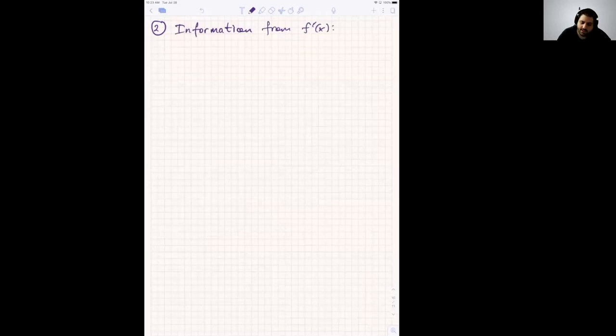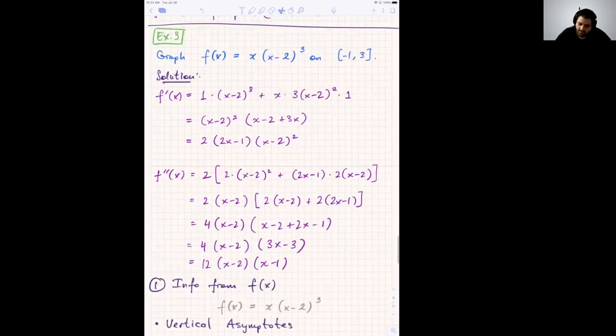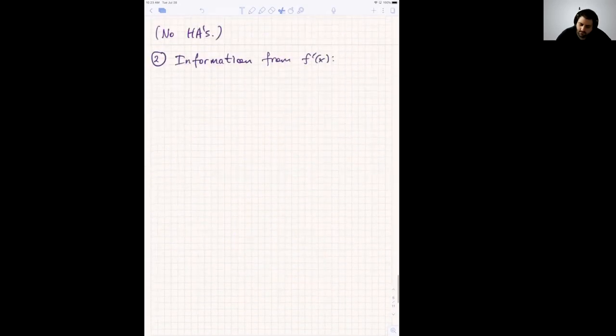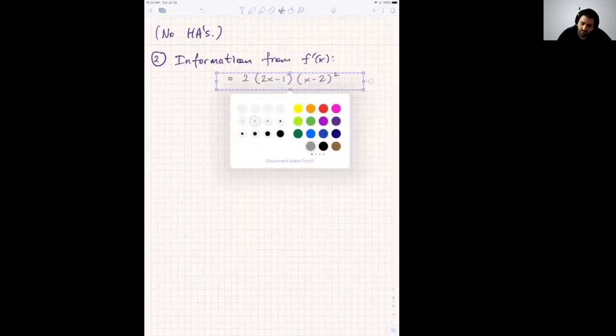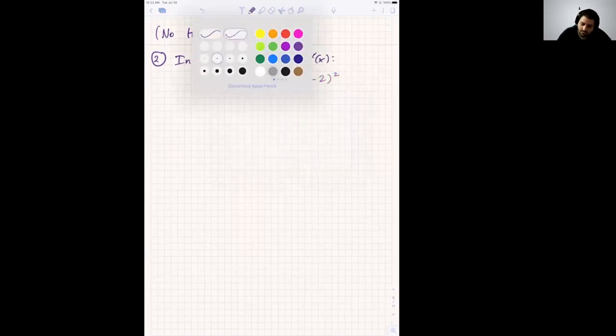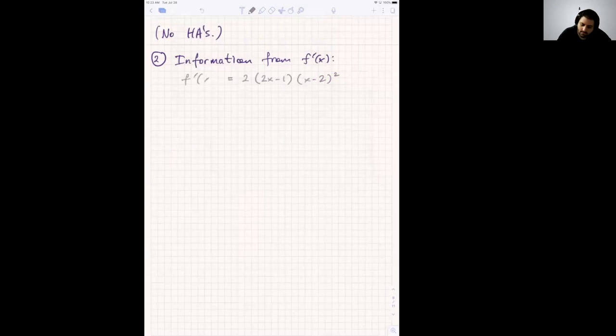Okay, so let's get that derivative again. It's up here. Okay, so how do we actually compute all this stuff? Increasing, decreasing, local max, local min. We make a sign chart.